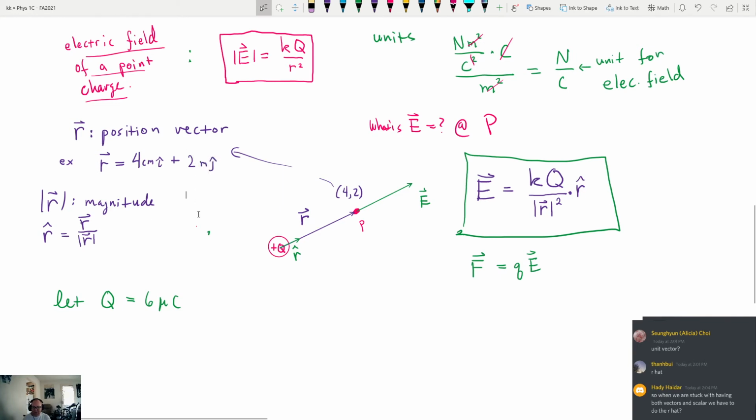So we have a point P that is located at the point (4, 2), right? So inherently here, we're saying the x direction is this way, and we're saying the y direction is this way, right?